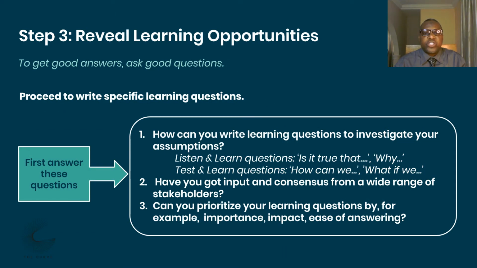Having uncovered your assumptions, the next step that you need to take is to reveal your learning opportunities. For you to get good answers, you need to ask good questions. And now that you have identified broad areas to investigate, you need to proceed to write specific learning questions. We often don't investigate our assumptions that has been built in the initial theory of change. And we wait until the end of the program or project implementation and we begin to ask questions.